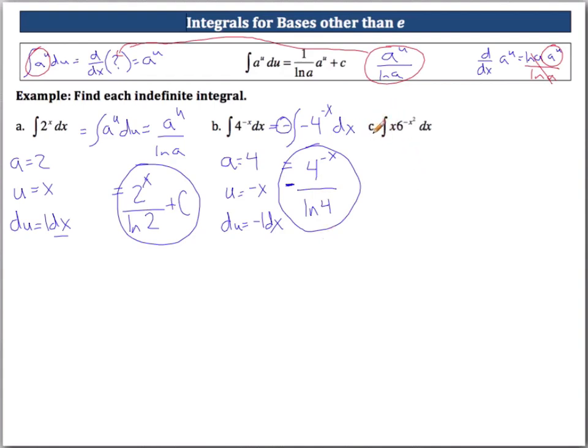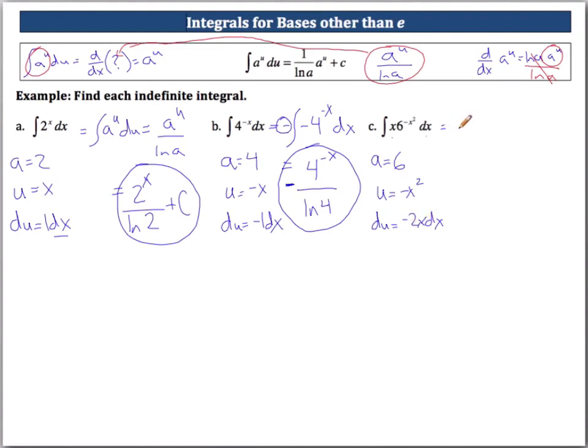All right, let's take a look at letter C. Here I see x times 6 to the negative x squared, and we might think product rule right away, but let's check our a, u, and du first. So here a equals 6, u would equal negative x squared, and du equals negative 2x dx. Okay, so I see an x and a dx. All I'm missing is that negative 2.